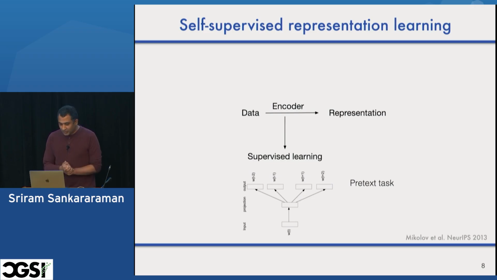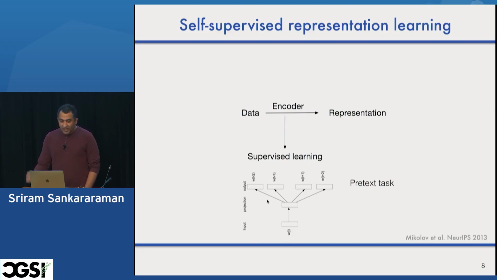So in the context of text, for example, we will create a problem which says, let's try to learn a representation which is going to allow us to predict words surrounding a focal word that we might be interested in. And these go by different names. They're sometimes called pretext tasks.